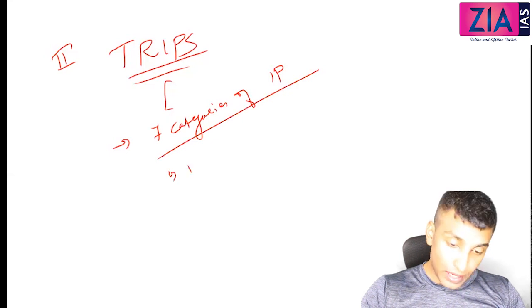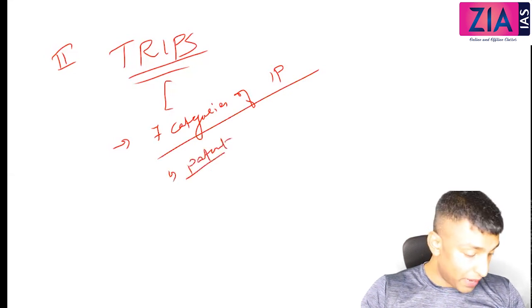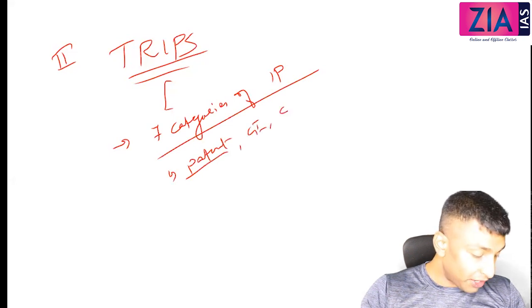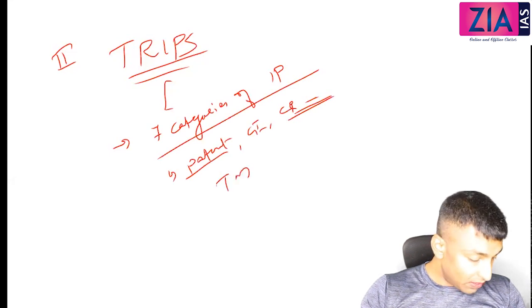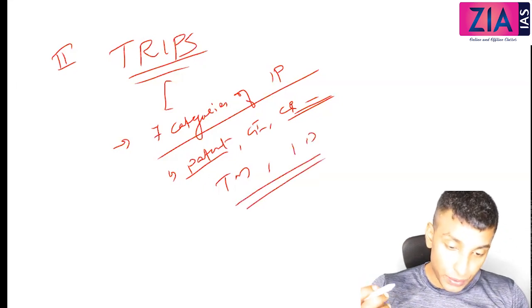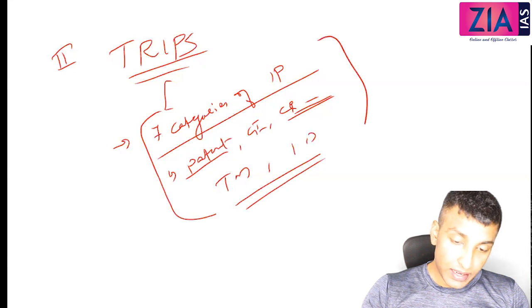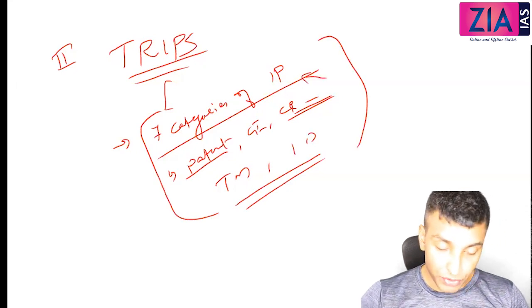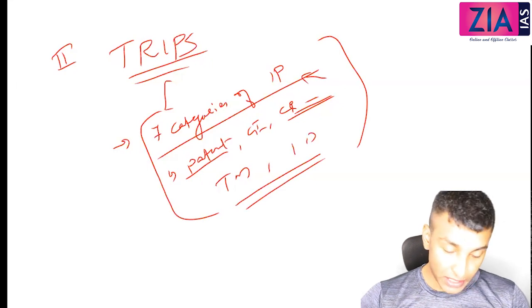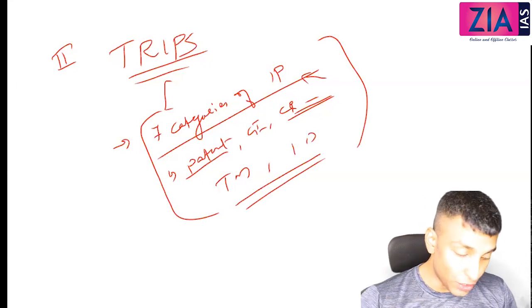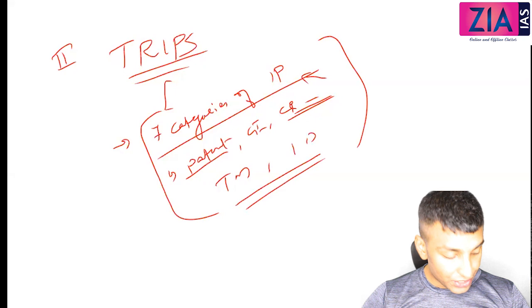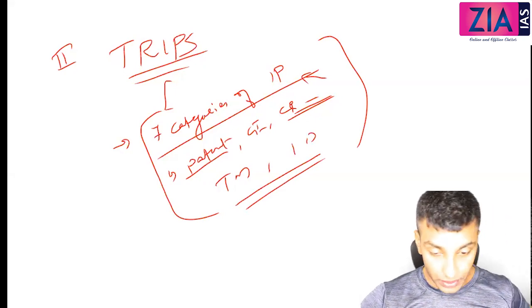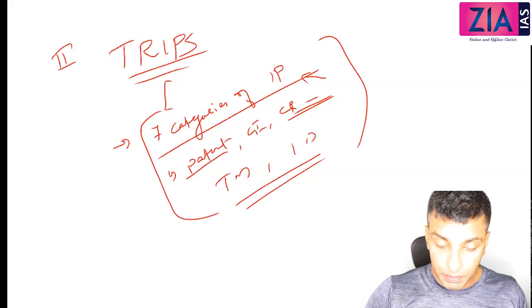The first one is actually patent. So we will discuss in detail about this patent, then geographical indicator, then copyright related rights, and then trademarks, then trade secrets, industrial design, layout of an integrated circuit. So these are the 7 categories of intellectual property. You have to provide at least minimum level of protection to these 7 categories. So the first one, that is patent.